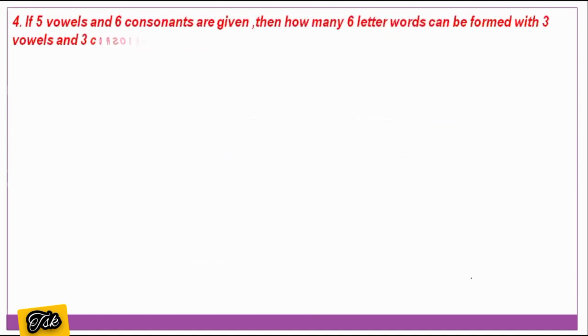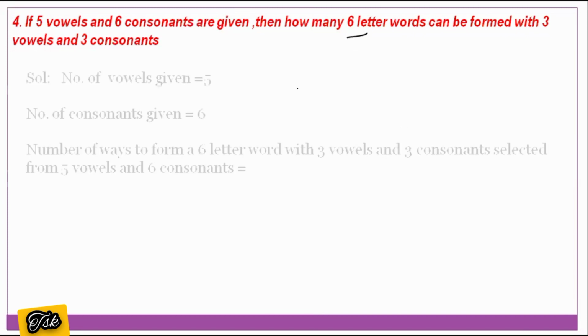Next: if 5 vowels and 6 consonants are given, then how many 6-letter words can be formed with 3 vowels and 3 consonants? We are given 5 vowels and 6 consonants. For 6-letter words, selecting 3 vowels and 3 consonants is one step. After selection, we have to do arrangement to form the 6-letter words.